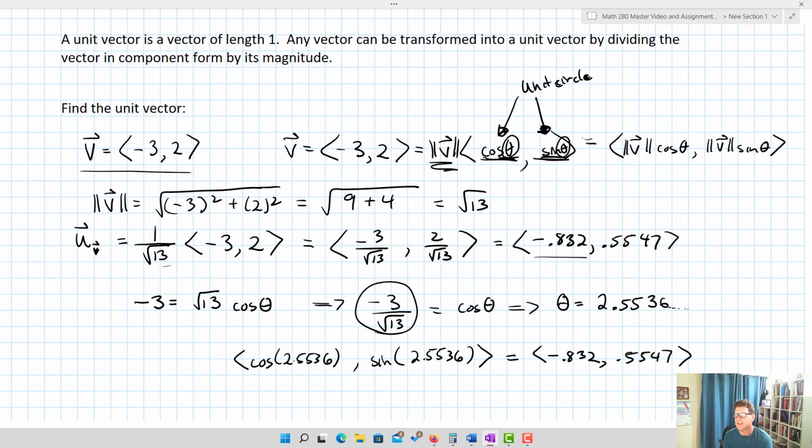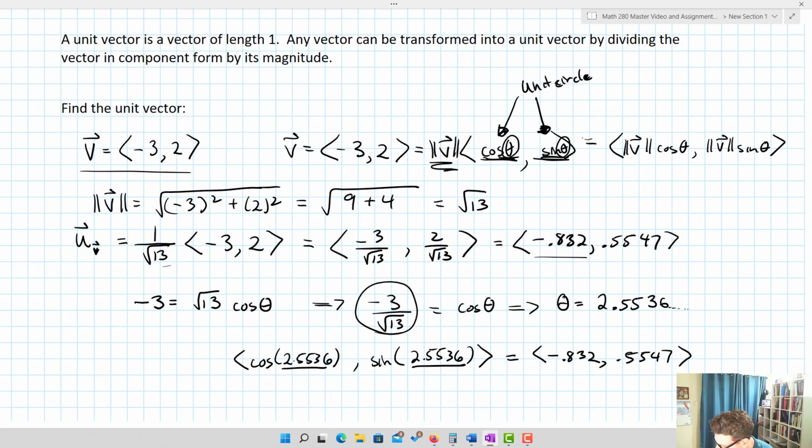The easiest way is just to find that magnitude and then divide all the components of the vector by the magnitude. That actually gives you your unit vector most easily. So let's look at an application, because sometimes what we want is a vector that's in the same direction. Every vector here is going to have a direction given by that angle, 2.5536. What happens if I want a vector that has a magnitude of like 8?